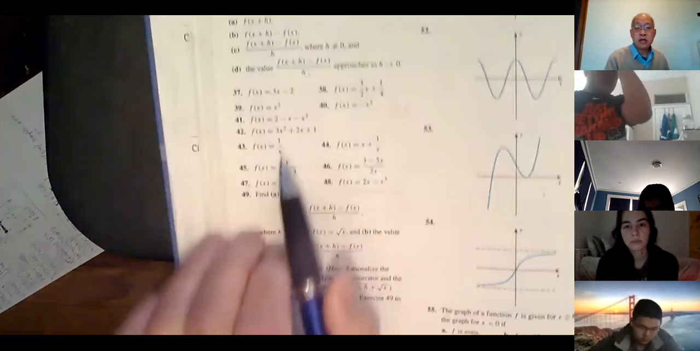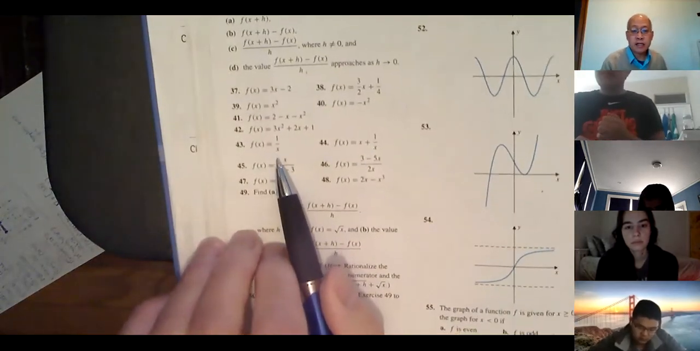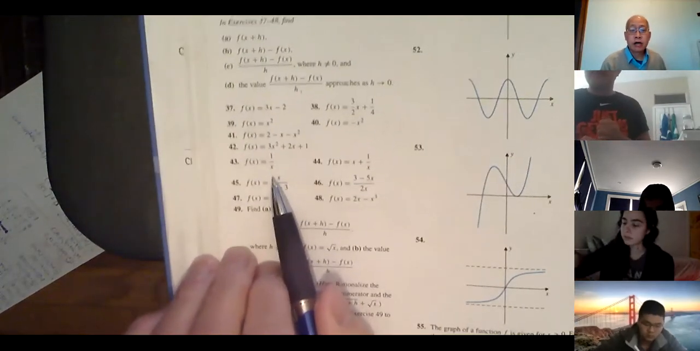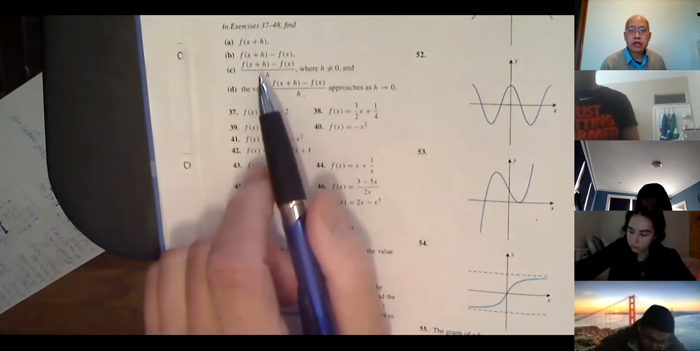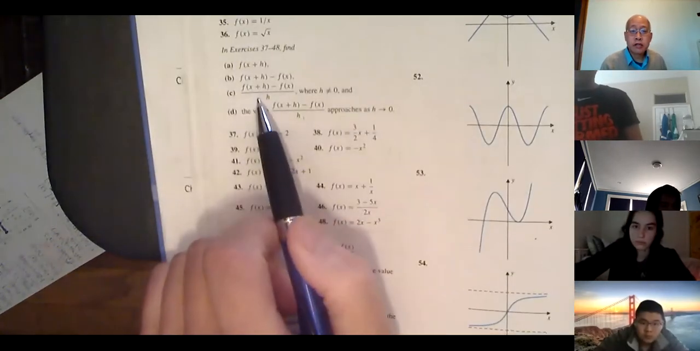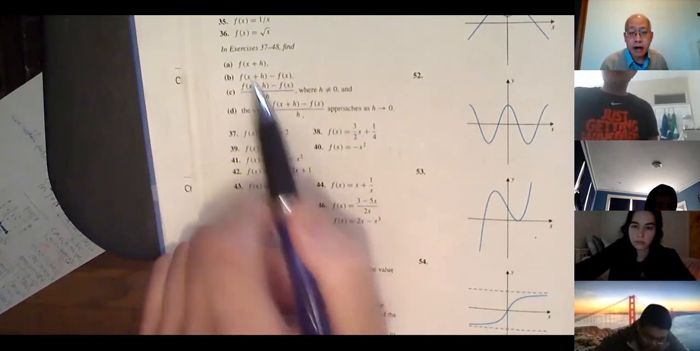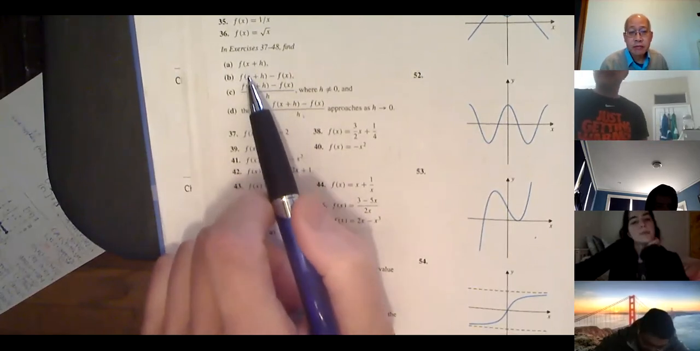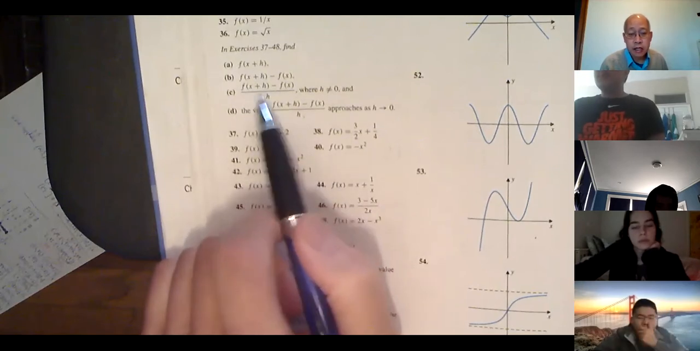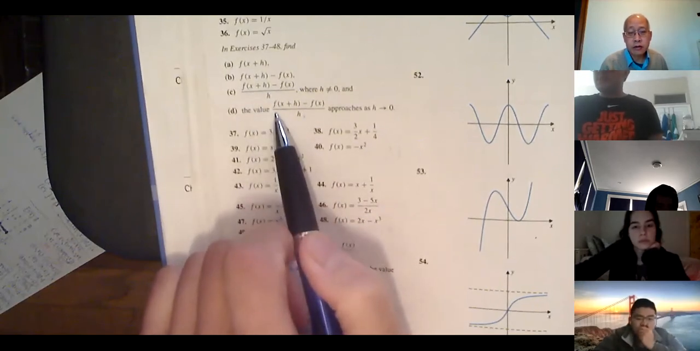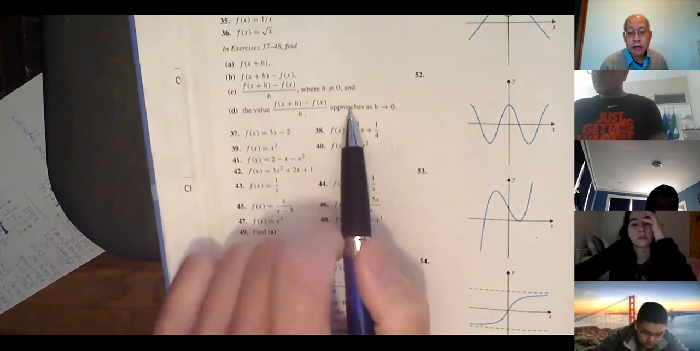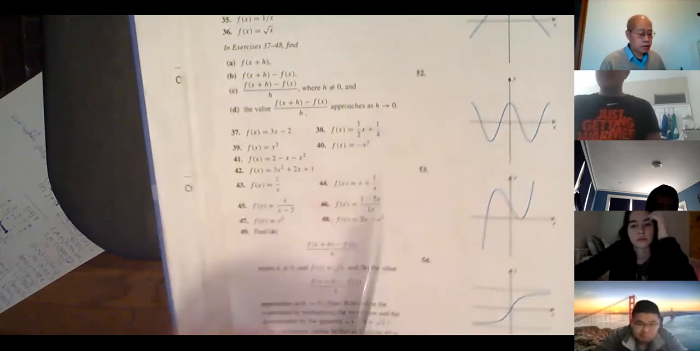So let's see. So 43, 1 over x. Yeah, so I'll do 43. Again, I'll jump straight to C and D. Look at the words. If I do C, I've done A and B, right? A asks for that, B asks for that. They're included in C. So I'll go straight to C, and then I'll do D. What happens as h approaches 0? Okay.